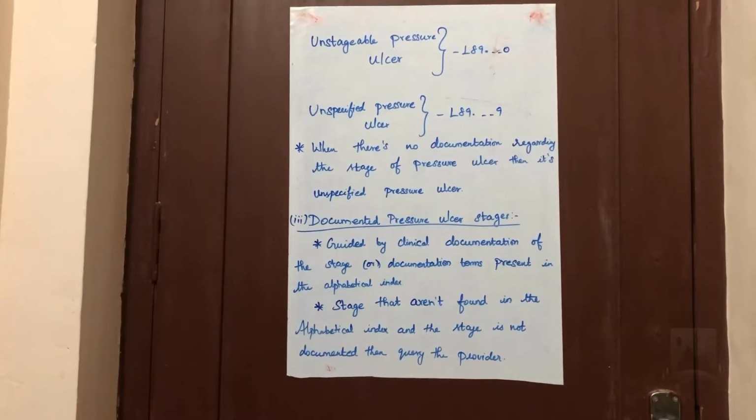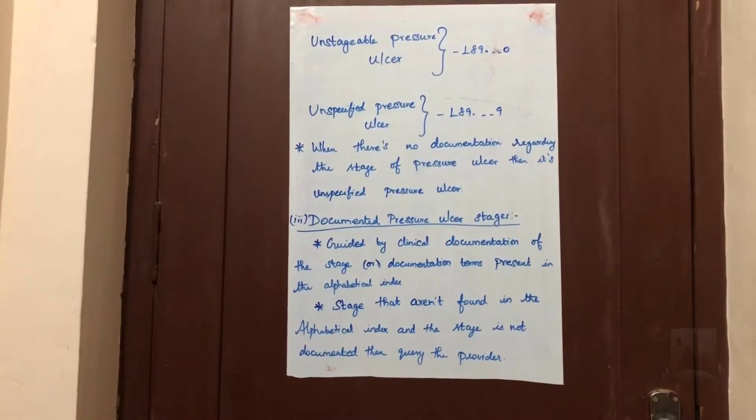We should not confuse unstageable and unspecified. Unspecified means there is no documentation regarding the stage of the pressure ulcer. Unstageable means we are not able to determine clinically what stage the pressure ulcer is in. If we are not able to clinically determine it, then it is an unstageable pressure ulcer. If there is no documentation regarding the stage, then it is an unspecified pressure ulcer. Again I am saying we should not confuse unstageable and unspecified pressure ulcer.